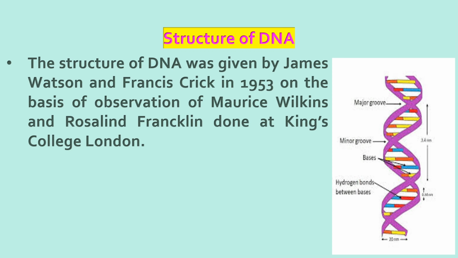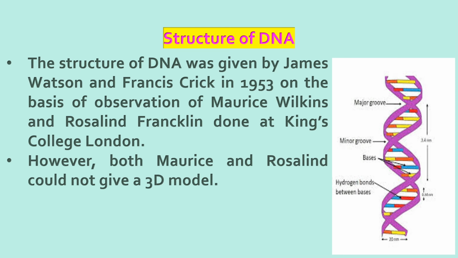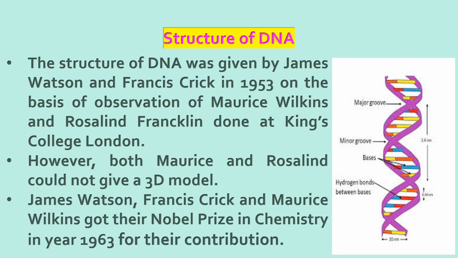The structure of DNA was given by James Watson and Francis Crick in 1953 on the basis of observations by Maurice Wilkins and Rosalind Franklin done at King's College, London. So the actual study was done by Wilkins and Franklin, but they could not give the 3D model. The 3D model of DNA was given by Watson and Crick based on the study of Maurice Wilkins and Rosalind Franklin.